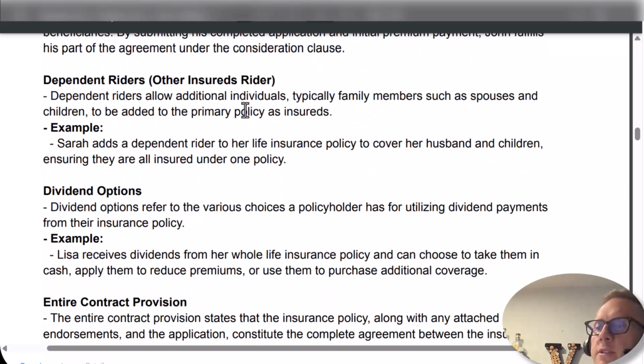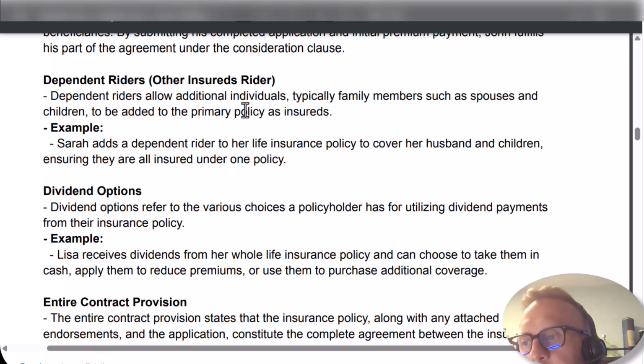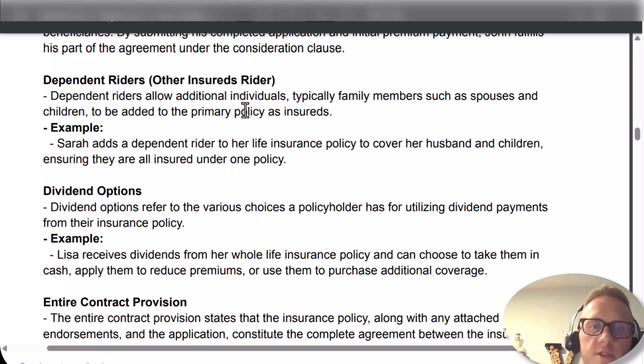Okay, next, dependent or other insureds. Dependent riders allow individuals, typically family members such as spouses and children, to be added to the primary policy as insureds. Example, Sarah adds a dependent rider to her life insurance policy to cover her husband and children, ensuring they are all insured under one policy. Dependent riders. This is a way to add children and people who depend on you to your life insurance policy.